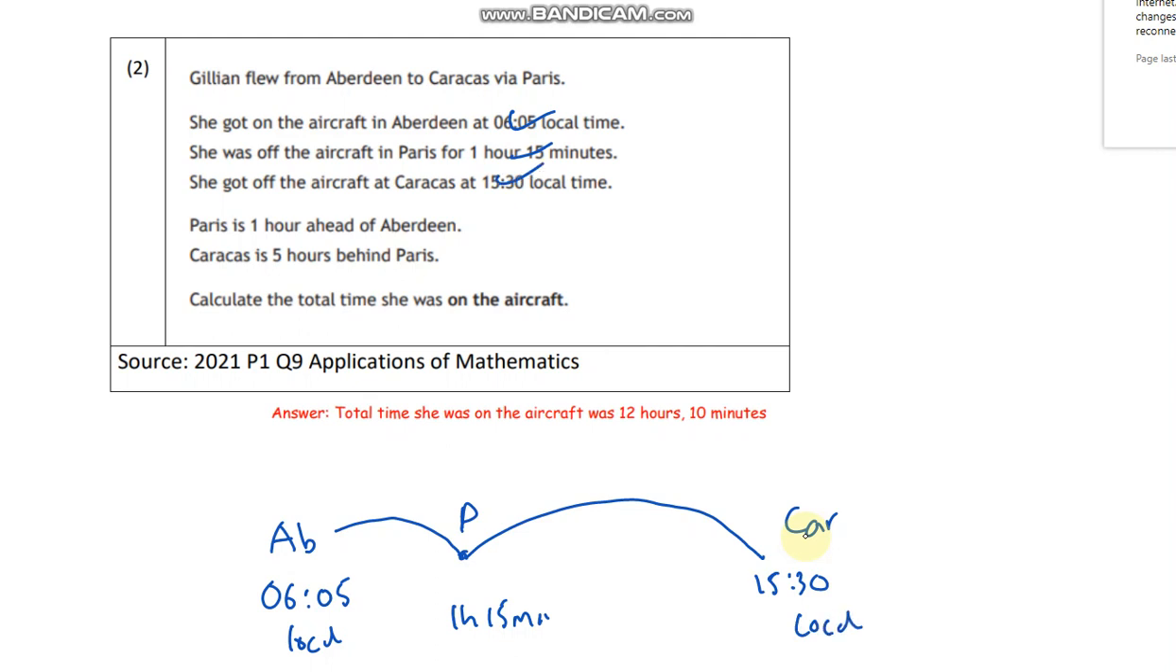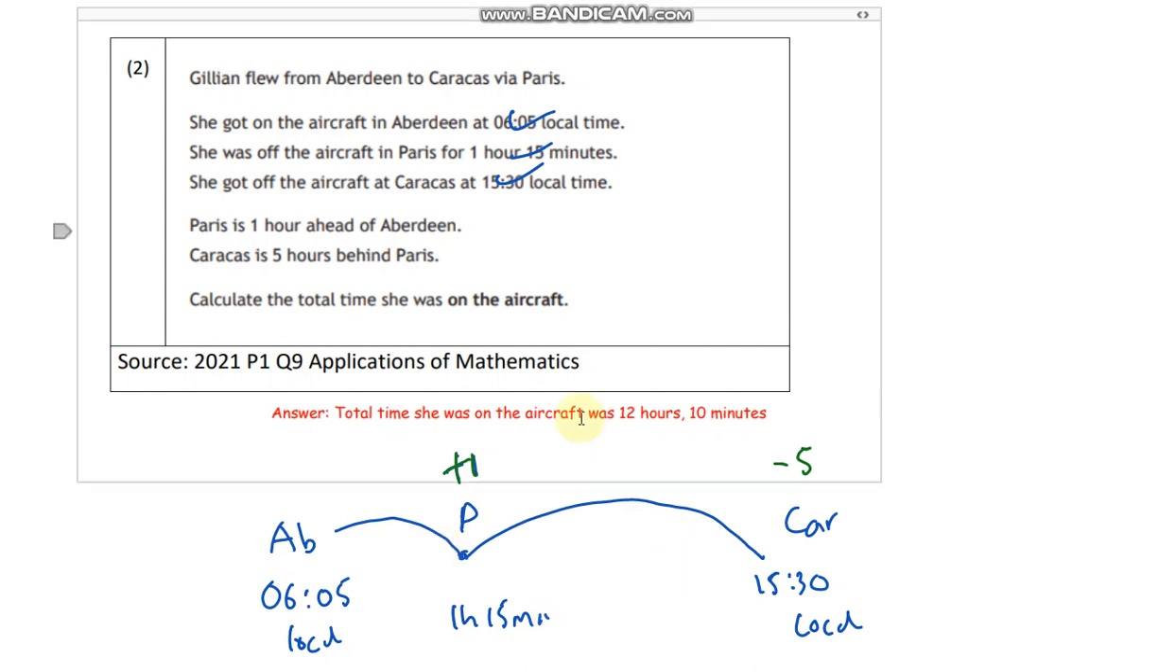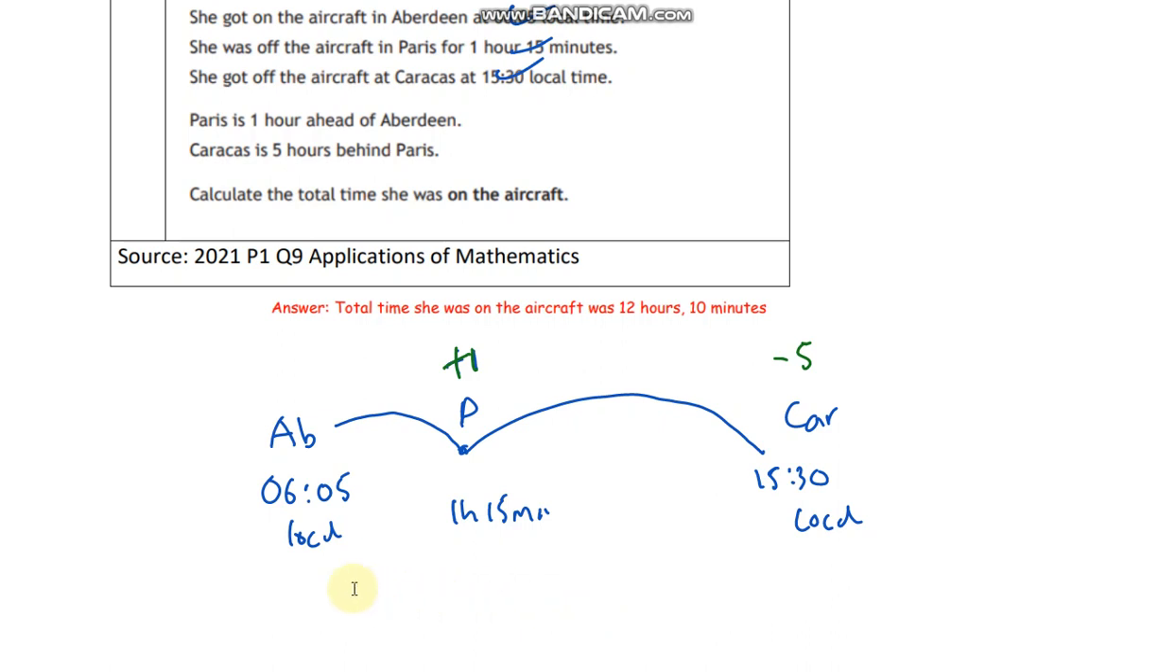Now Paris is 1 hour ahead of Aberdeen. So they're 1 hour ahead, okay. And Caracas, if I put this in a different colour, is 5 hours behind Paris. So let's put a -5 for that, relative to Paris and Caracas. So calculate the total time she was on the aircraft. Well, let's have a little look.